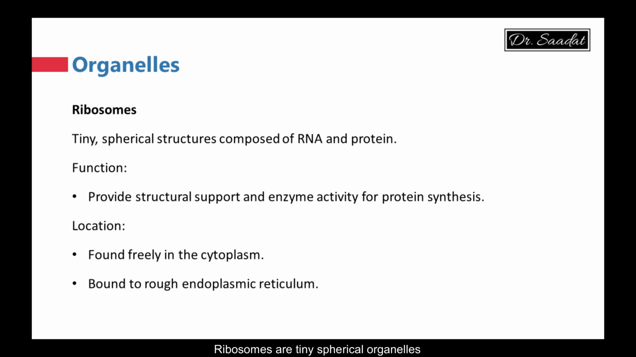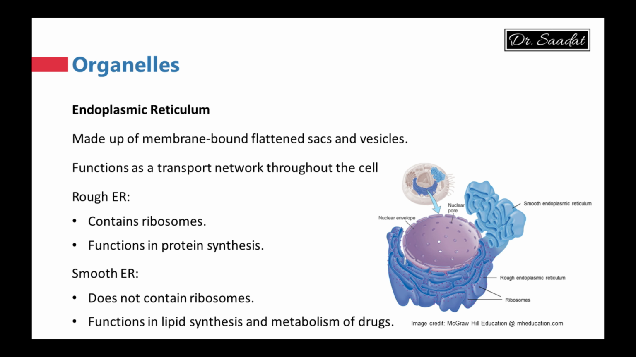Ribosomes. Ribosomes are tiny, spherical organelles made of RNA and proteins. Their primary function is to translate instructions from messenger RNA into proteins. Ribosomes are freely found in the cytoplasm. Some ribosomes are also attached to another kind of organelle called rough endoplasmic reticulum.